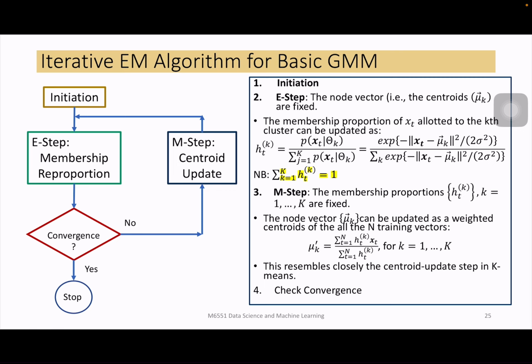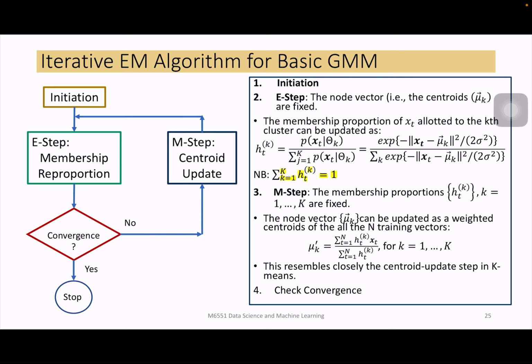So the iteration of EM, expectation maximization, for the basic Gaussian mixture model. In the initial step you have an E step, which estimates the node vectors of the centroids, and the membership proportion of xt allocated to the n-th cluster can be updated. Then the M step is the maximization, with the membership proportions HTK, for k equals 1 to maximum K, fixed. Then the node vectors can be updated as weighted centroids of all n training vectors.